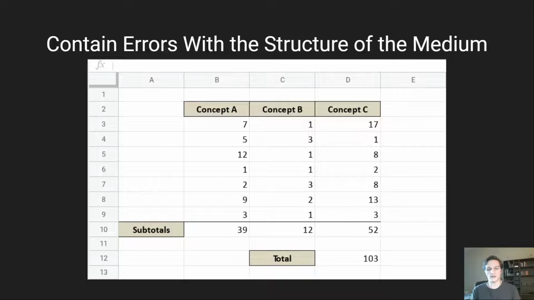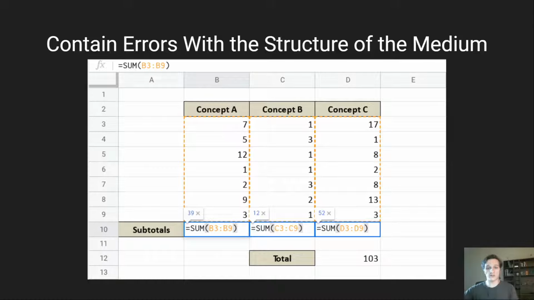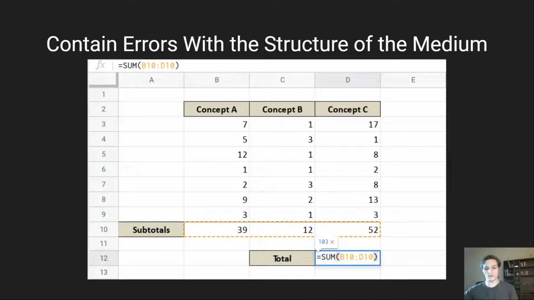We think that this idea of containing errors with the structure of the medium is better. What I mean by that is best described by looking at an example in Excel. Here we have a spreadsheet with a table of numbers, and it's doing some sums on them. It's doing a sum of each column, and then it takes the sum of the subtotals. So we have various computations happening.